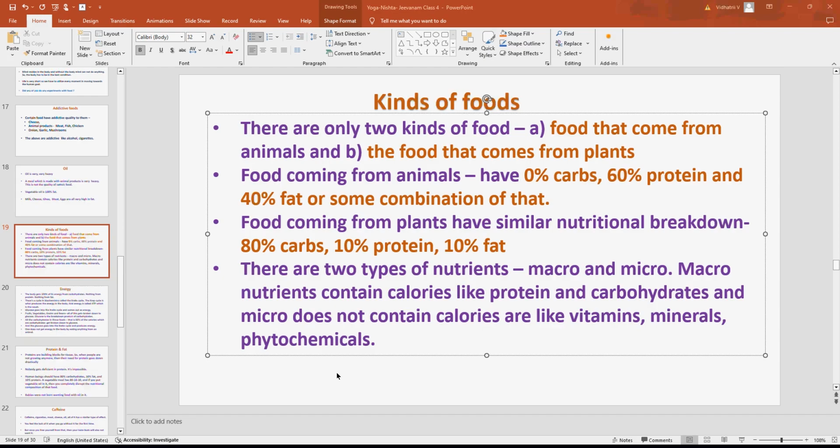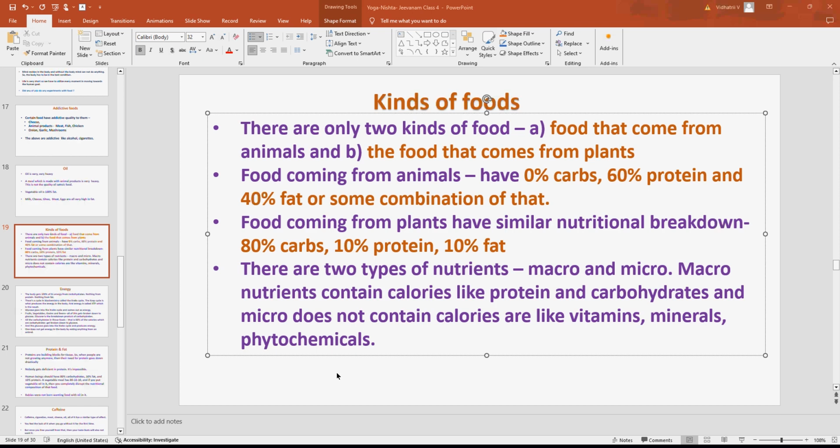When you look at the foods that come from plants, it can be any vegetable like potatoes, any fruit like pears, bananas, grapes, or cabbage or eggplant. All of it has a similar nutritional breakdown, right? There are essentially two types of nutrients: macronutrients and micronutrients. Macronutrients are those that contain calories, and micronutrients are the vitamins, minerals, phytochemicals and many other things. They do not have calories in them.